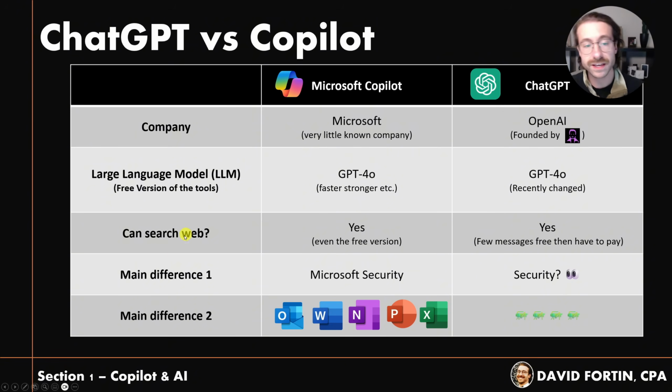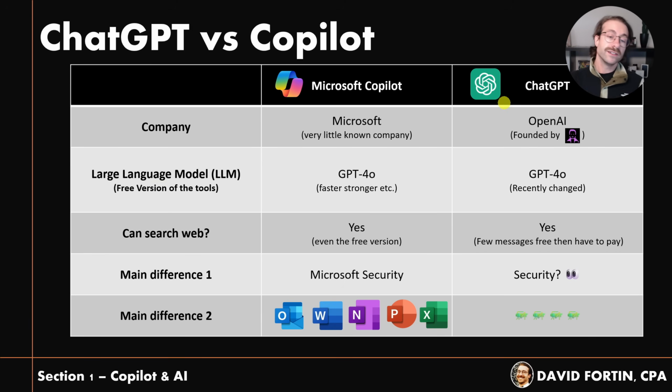Quick thing here. Can it search the web? The answer is yes. Using Microsoft Bing, Microsoft Copilot and ChatGPT can actually search the web. That wasn't the case for ChatGPT before, but now they are actually on par with this, okay?